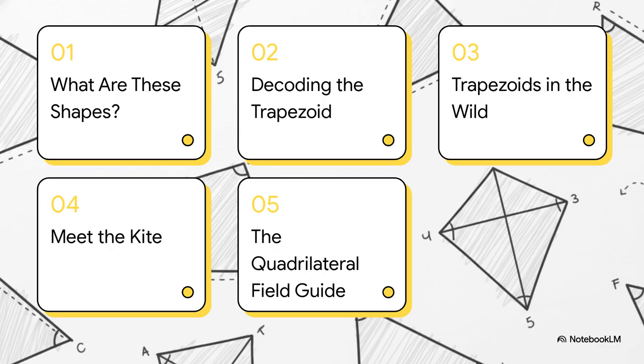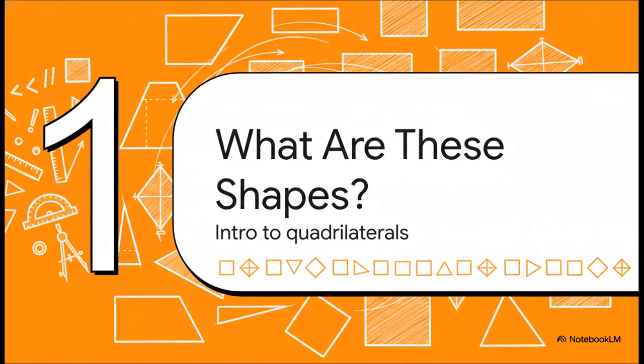Here's our game plan. First, we'll get on the same page with some basic definitions. Then we'll decode everything about the trapezoid and even see how to spot one on a graph. After that, it's time to meet the kite. And to wrap it all up, we'll build a quick and easy field guide to tell them apart. All right, let's kick things off with section 1.